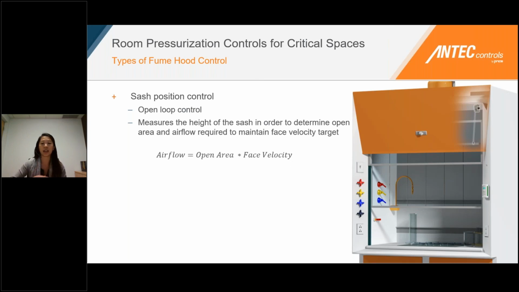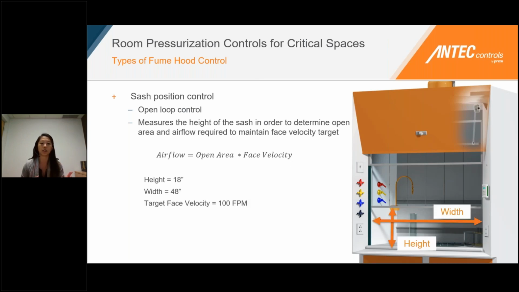So just using an example here with some numbers and some assumptions about the dimensions of the hood here. Again, we're going to try and target 100 feet per minute with a working height of 18 inches. Using that airflow equation there, plugging in these values, we can see that the total airflow required through this fume hood is 600 CFM. So at a working height of 18 inches, in order to maintain 100 feet per minute, your airflow valve is then going to modulate to 600 CFM, and then just stay there until the sash height moves again.